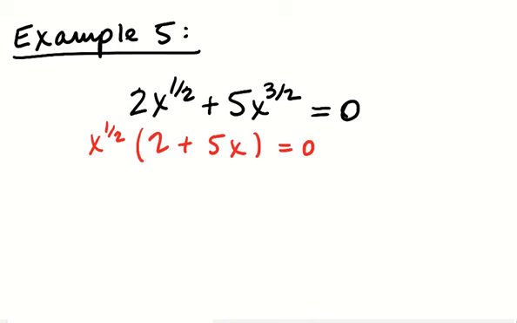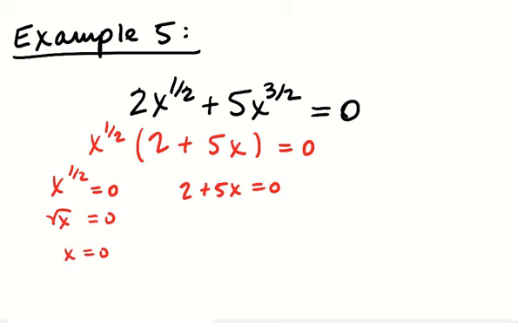Now, if these two things are multiplying together to equal 0, either x to the 1/2 equals 0 or 2 plus 5x equals 0. All right, well, this is the square root of x equaling 0. That only happens when x is 0. You can take the square root of 0, because you think, is there a number that if I square it, I get 0? Yes, if you square 0, you get 0. So 0 is the square root of 0. This one I'm going to solve for x. And x is negative 2/5.